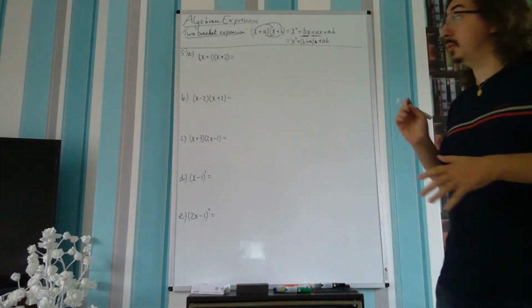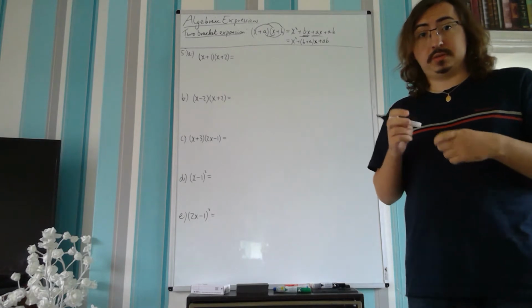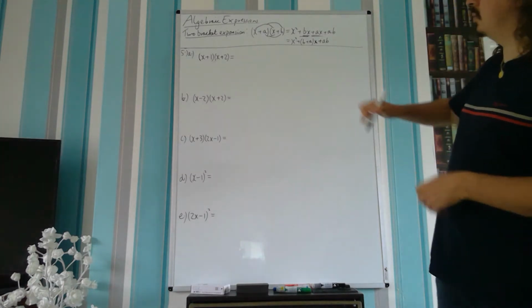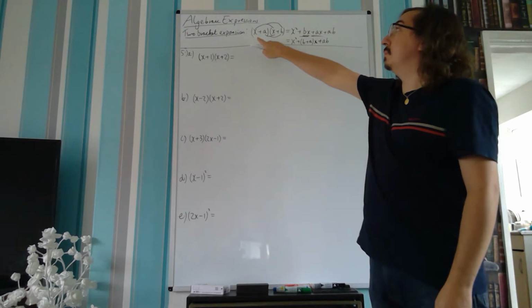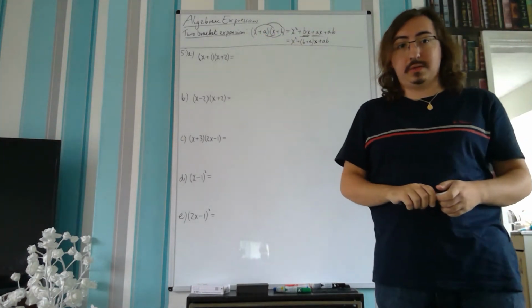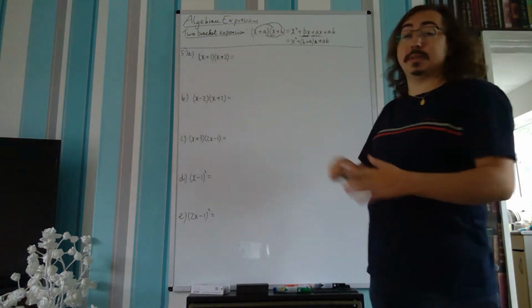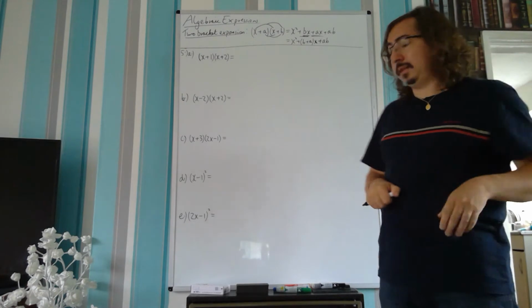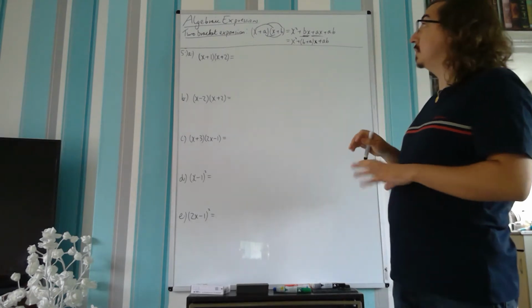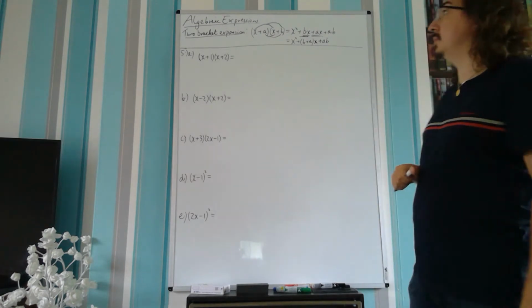So in this video we're going to have a look at expanding some simple two bracket expressions. Now they will look in this form such that you've got x plus a in one bracket times x plus b in another. There might be coefficients, numbers in front of the x's, and we will deal with that in example E, but for the time being let's just focus on if the coefficients are 1 in front of these.